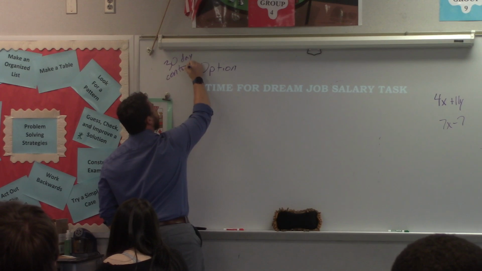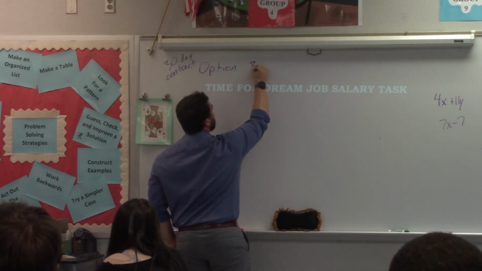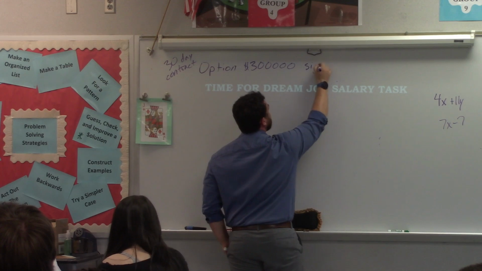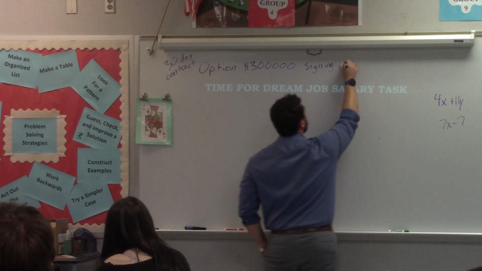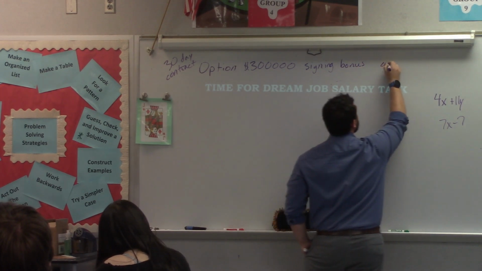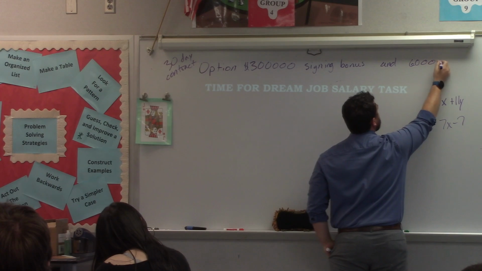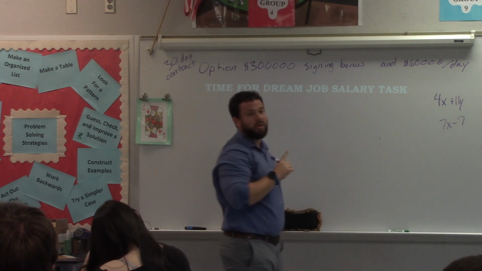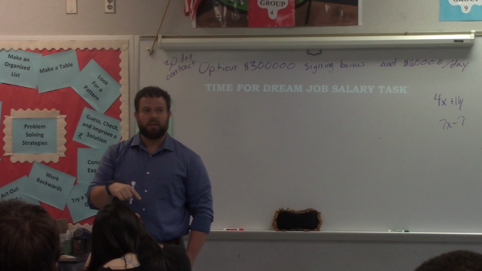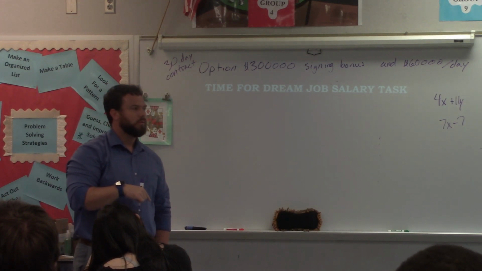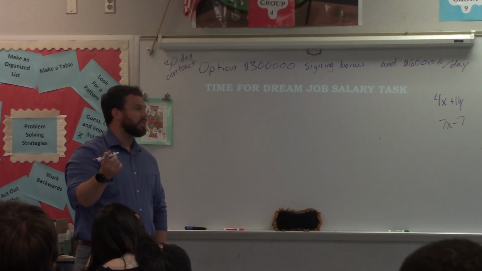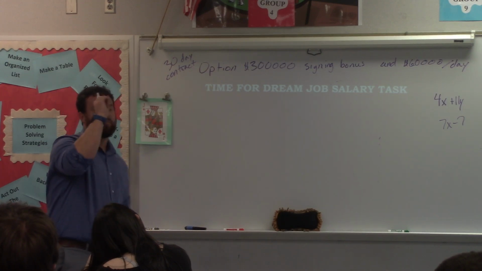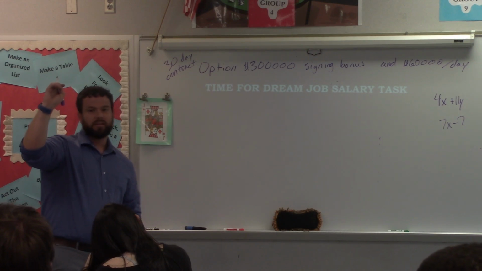In this 30-day contract, option one says, hey, you're going to get a $300,000 signing bonus. Absolutely. I'm in, right? $300,000 signing bonus and $60,000 a day. All right? So that's option one. By the way, for you to get that $300,000 signing bonus, how many days do you have to work? You got to sign, right? It's a signing bonus. So how many days you got to work? No. 0 days, right? You signed that dotted line, you've worked 0 days, you're still making how much money? $300,000. I'm in, right?